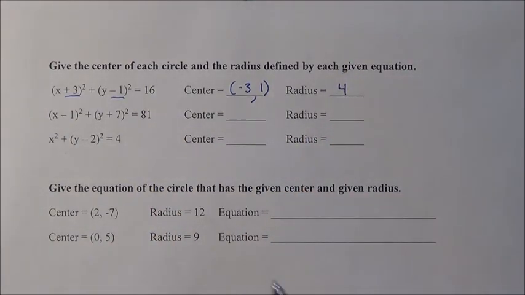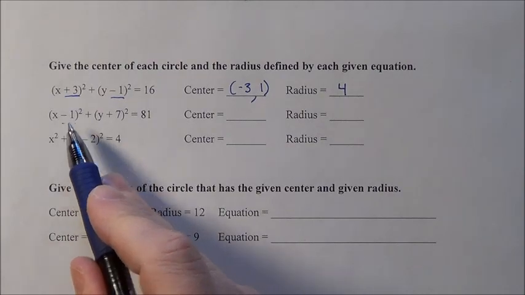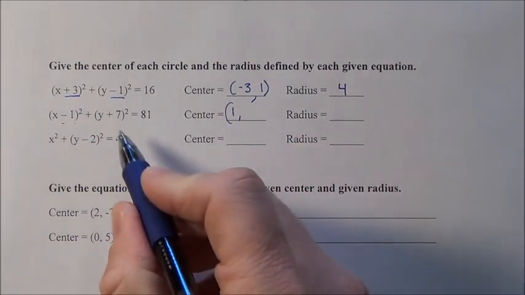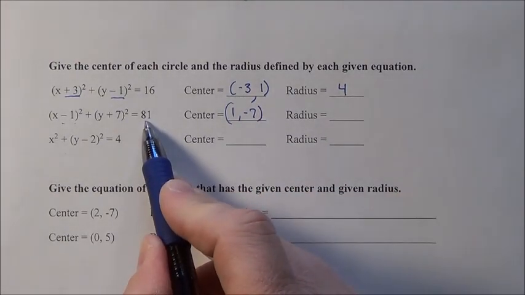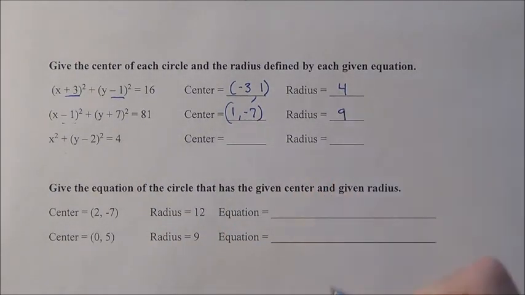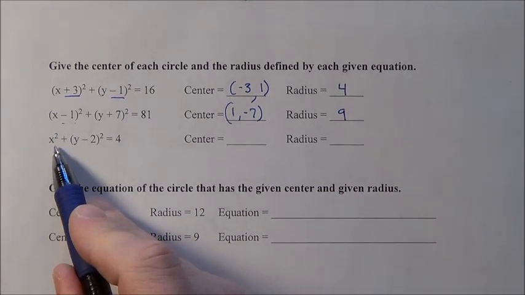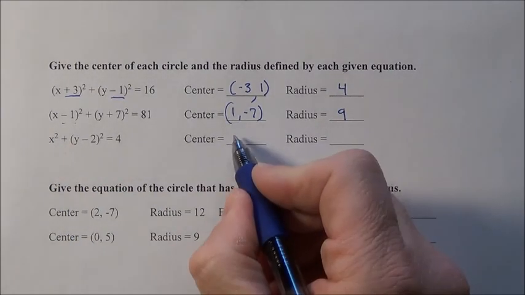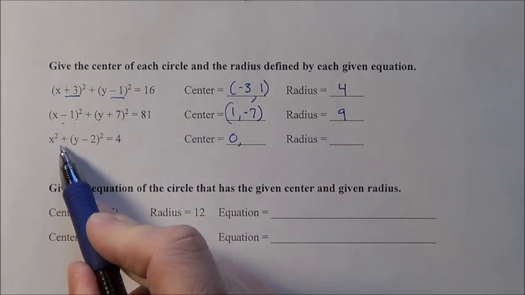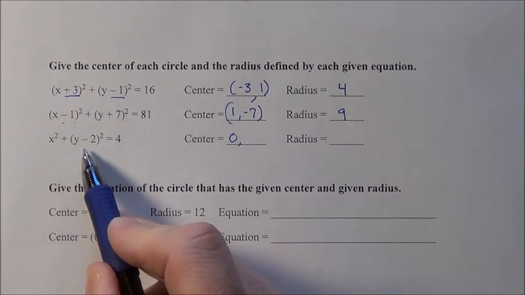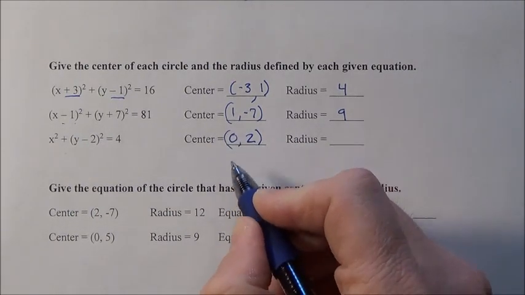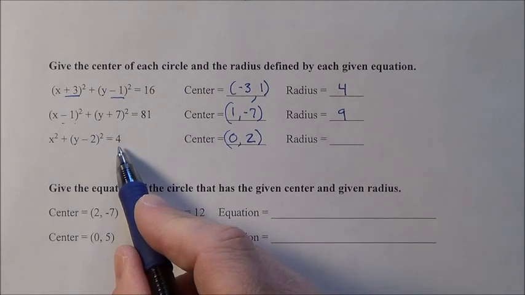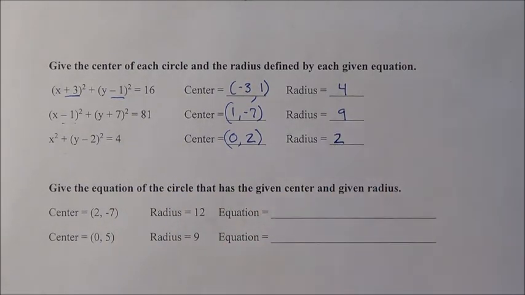That's a 4. On this problem, again, I see negative 1, so I put positive 1. I see plus 7, so I knew that was a negative 7. What number squared gave me 81? That's a 9. Here, oh my goodness, there's nothing here with it. Well, that means you have a 0, because it's really x minus 0, the quantity squared. We have a minus 2 there, so we know that means we put a positive 2. So there's our center of the circle. What was our radius? Well, 2 squared gave me 4, so the radius is 2.